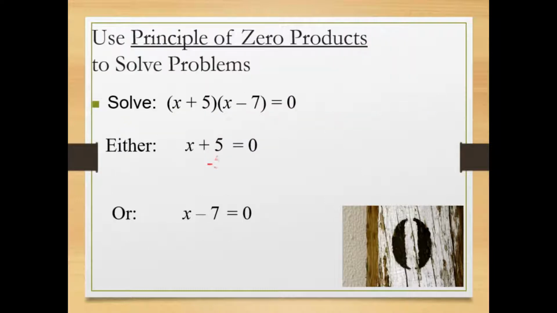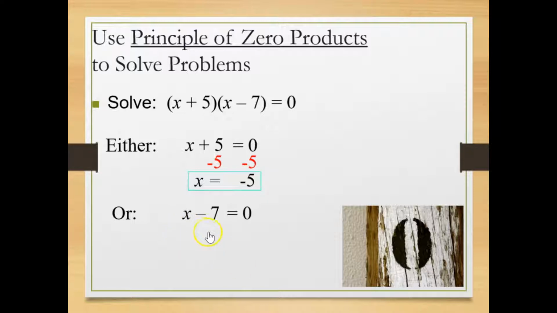Solving this equation then, for x, we find that if x is equal to -5 it would give us a 0 in the equation. -5 plus 5 is 0, times, we don't really care, but -5 minus 7, or -5 plus -7, would give us -12, times the 0 equals 0, for one of our solutions.